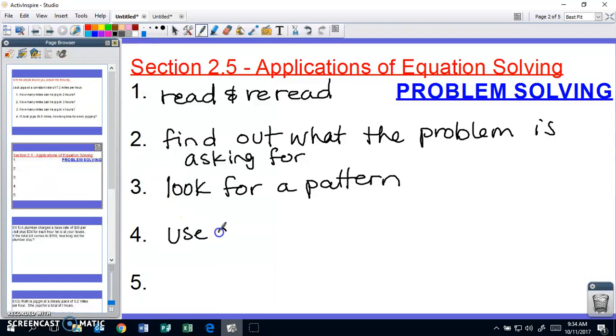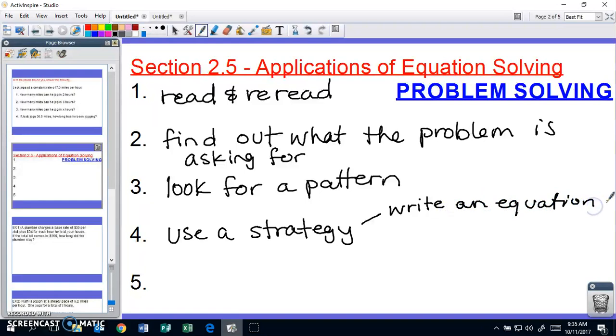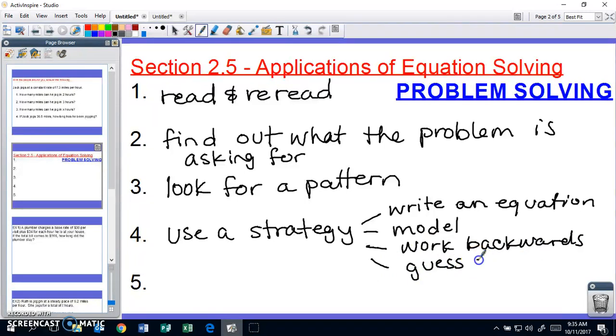The fourth one is to use a strategy. This is where you have tons of options. Now, obviously you are in algebra class, so my first hope is that you want to write an equation. Like I said, you can solve these without using an equation, but that's what we want to get towards because it's usually the fastest method. You could also model the problem. You could work backwards. You can guess and check. You have lots of options. I'm hoping that we stick with this one, but the other options are there for you.